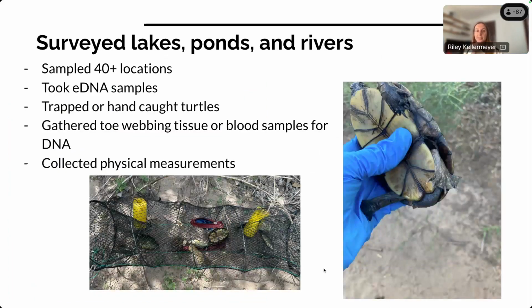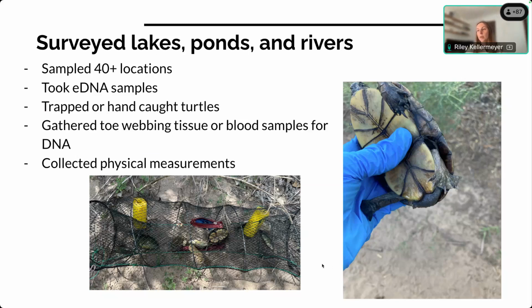To expand on that data set, we sampled more than 40 locations across Texas and Mexico. In addition, at probably many more sites, we took water samples for eDNA. In locations where we don't find turtles, we can still look for residual DNA that belongs to the turtles in water sources and say, hey, even if we didn't catch turtles here, they might still live here. And that's good to know to understand their distribution.